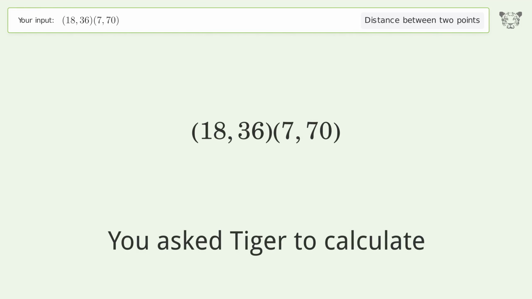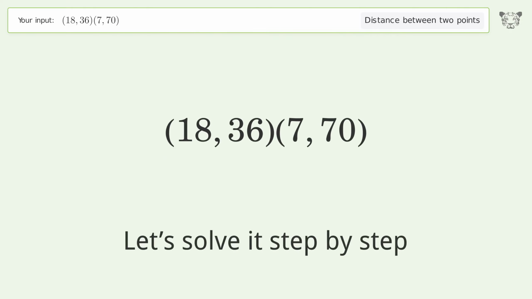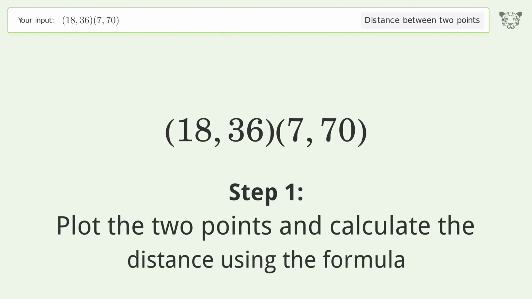You asked Tiger to calculate this, which deals with the distance between 2 points. The distance between the 2 points is the square root of 1277, or 35.735. Let's solve it step by step. Plot the 2 points and calculate the distance using the formula.